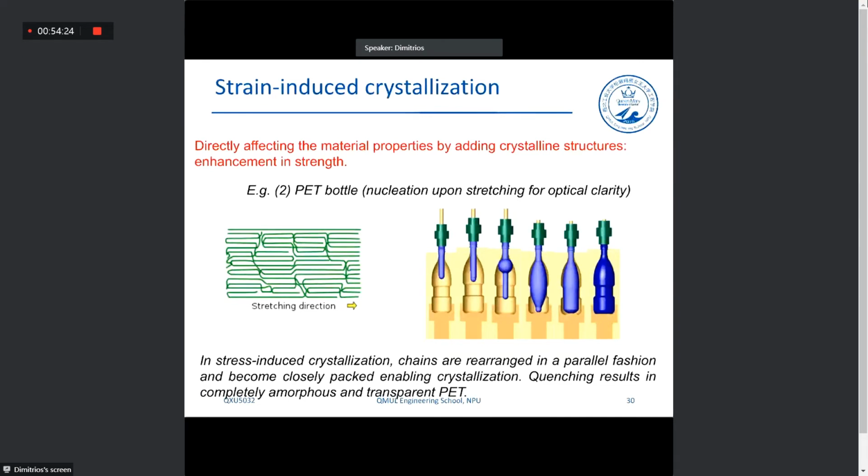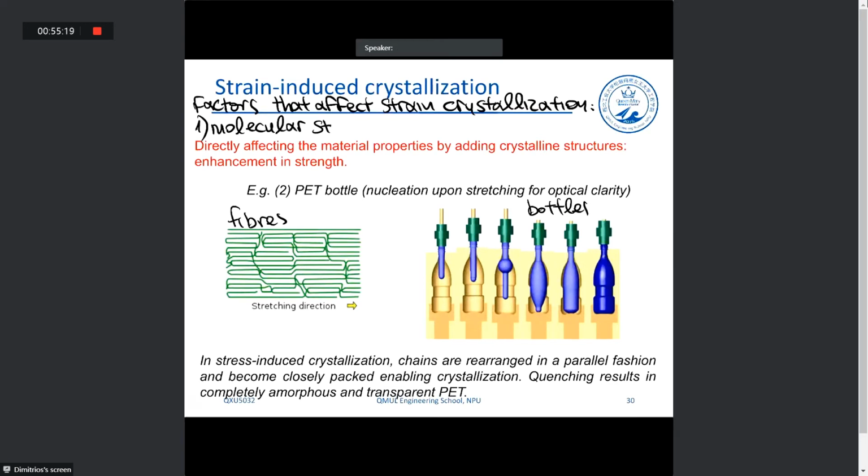Now, there are a few different types of crystallization, and a very characteristic type that is used in industry in order to create either intricate shapes, such as bottles in this case, or to create fibers, is called strain-induced crystallization. There are a number of factors that affect strain crystallization. Let me write these down. Factors that affect strain crystallization are: one, the molecular structure; two, of course, the temperature of strain crystallization.